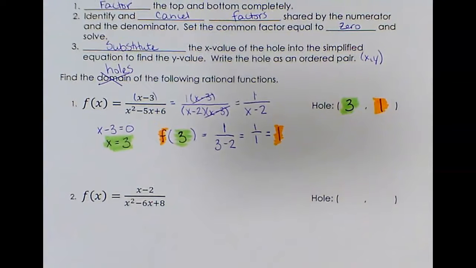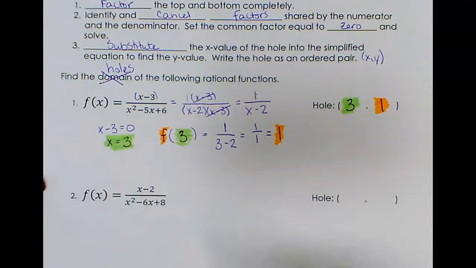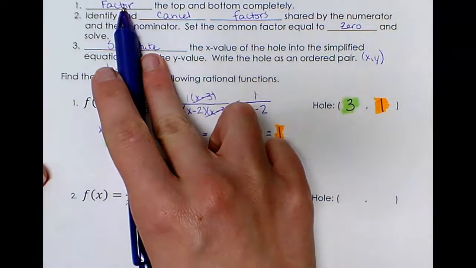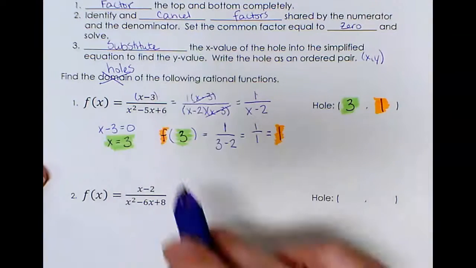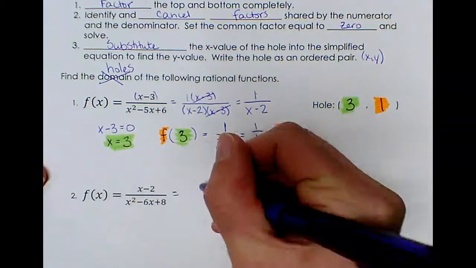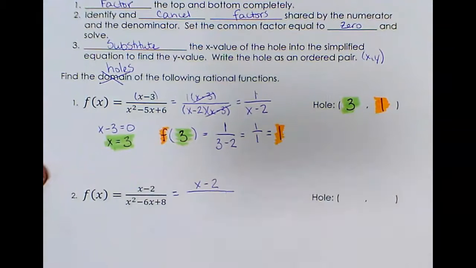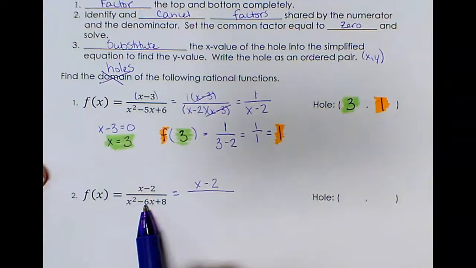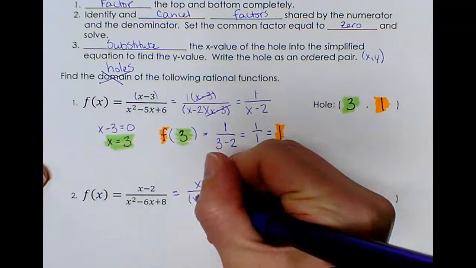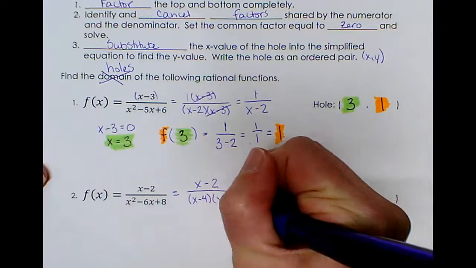So I'm going to do the same thing with number 2. I'm going to factor the top and bottom so that I can see what factors get canceled out. So the numerator is x minus 2, it's already factored. The denominator is a trinomial. Two numbers that multiply to be 8 and add to be negative 6 would be 4 and 2, but they both need to be negative so that they can add to be negative 6. So negative 4 and negative 2.